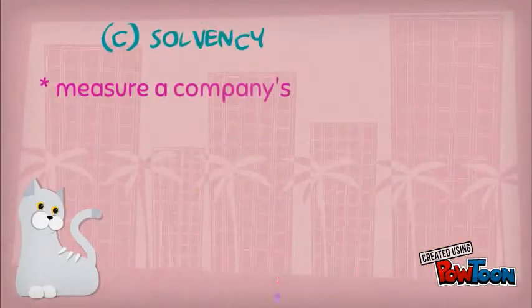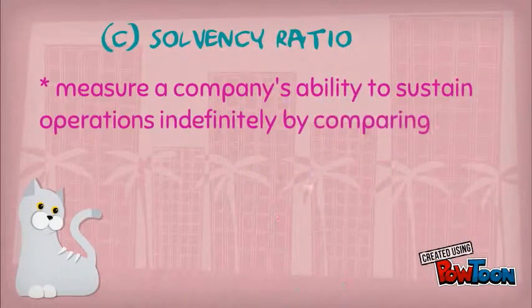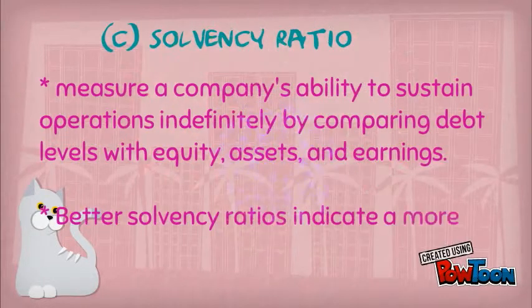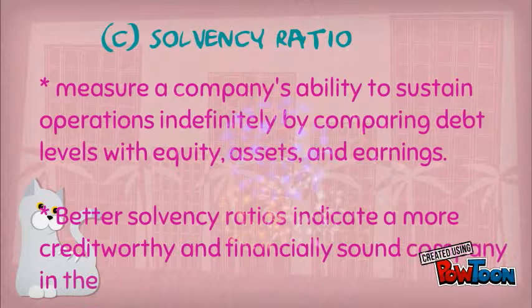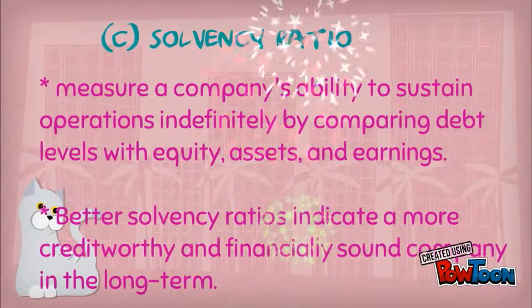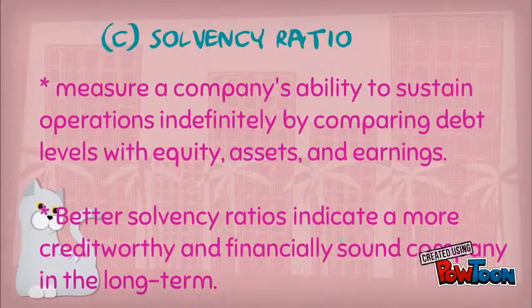The last part of ratio analysis is solvency ratio, which measures a company's ability to sustain operations indefinitely by comparing debt level with equity, assets, and earnings. Better solvency indicates a more credit-worthy and financially sound company in the long term.